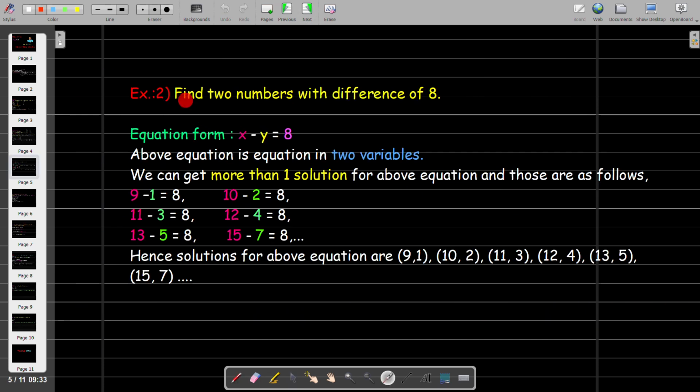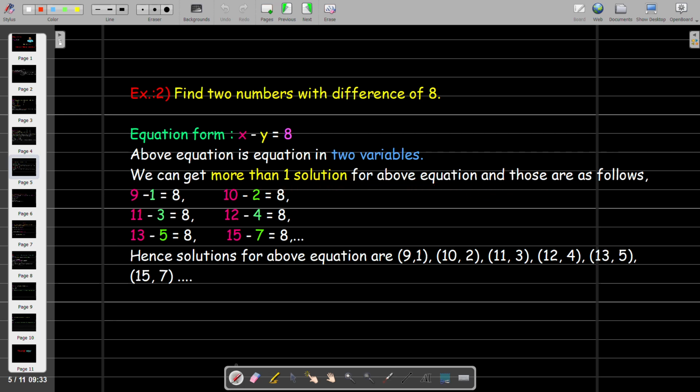Next, find the two numbers with a difference of 8. Difference means we have to take subtraction. Therefore, let the greater number be x and the smaller number be y. The difference between these two numbers is the greater number x minus the smaller number y is equal to 8. The above equation is an equation in two variables, so we can get more than one solution for the above equation.